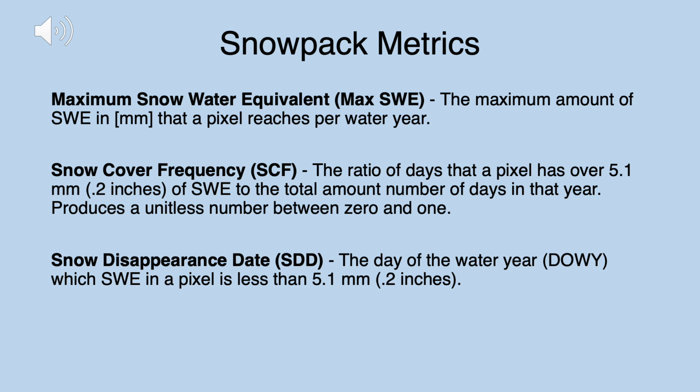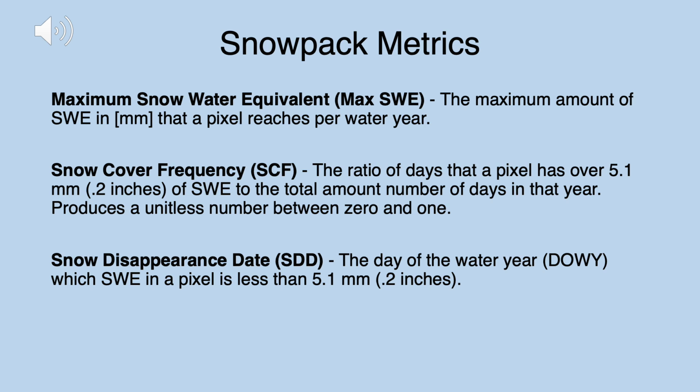In this research, we are going to be investigating trends for three different snowpack metrics. The first one is maximum snow water equivalent, which will be known as max SWE, and this is the maximum amount of snow water equivalent in a pixel that it reaches in a water year. The second one, snow cover frequency, which will be known as SCF, is the ratio of days that a pixel has over 5.1 millimeters of SWE versus the total numbers of days. The 5.1 millimeter threshold is set because that is the plus or minus of 0.2 inches, which is what a snow cell site is calibrated to.